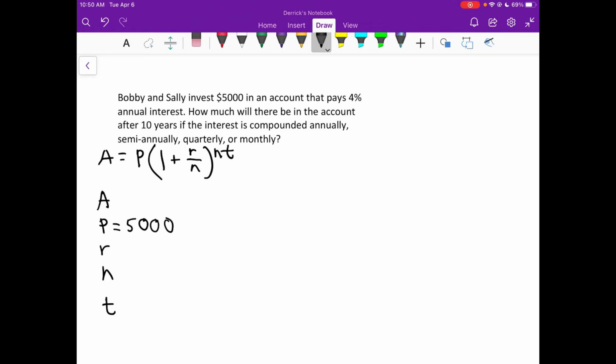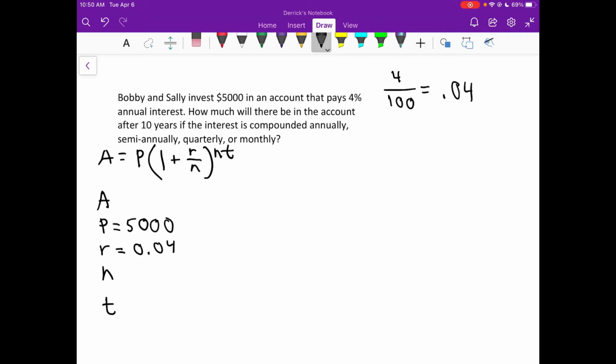Then we're told that it pays 4% annual interest. Well, the percent is pretty much always going to be the rate. But we said we don't want to represent R as a percentage. We want to change that to a decimal. So we take 4% and divide that by 100, because again, percent literally means divide by 100. And that will be our R value, 0.04.